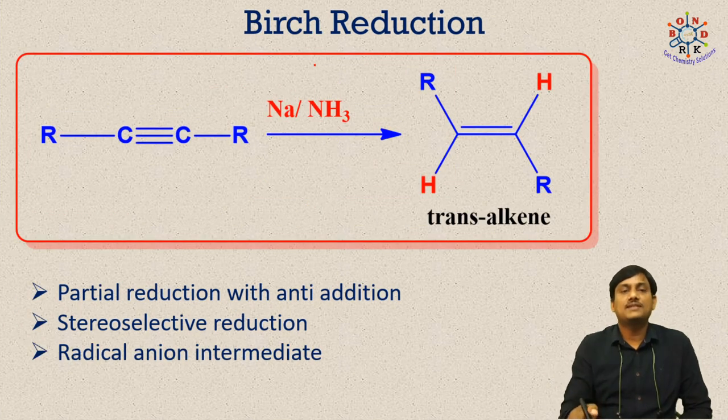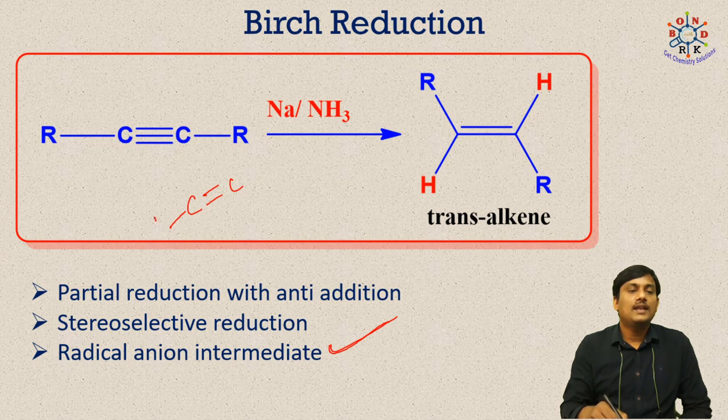If you take Birch reduction, it is also stereoselective reduction, partial reduction. It's a homogeneous reduction. The alkynes will be reduced to alkenes. Here, there is an addition of hydrogens in anti-manner. There is a formation of trans alkene. Here, there is a formation of radical anion intermediate. In this, the mechanism involves a radical anion. This is the radical anion which is formed in this mechanism.